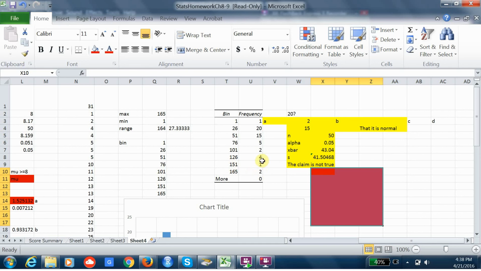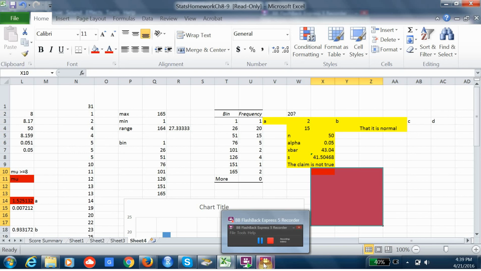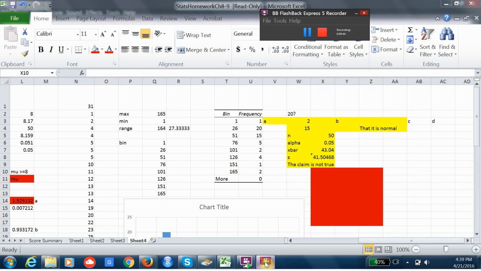Okay, so those are pretty much the redos. Definitely some blanks we want to fill in, you know. And if you have any questions, feel free to ask.